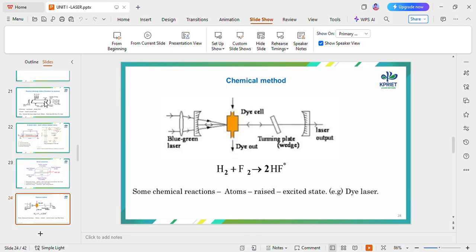So in the chemical method, this type of pumping is usually used in dye lasers. Here, chemical reactions occur between the liquid molecules and the atoms are raised to the excited state. So this type of pumping method is called the chemical method.